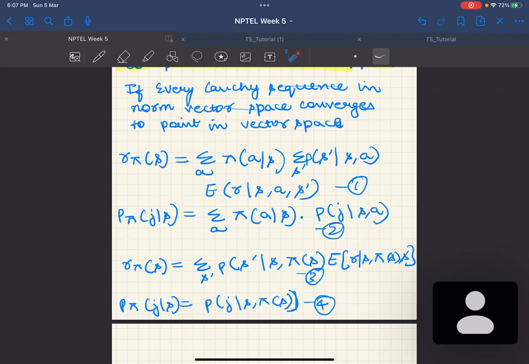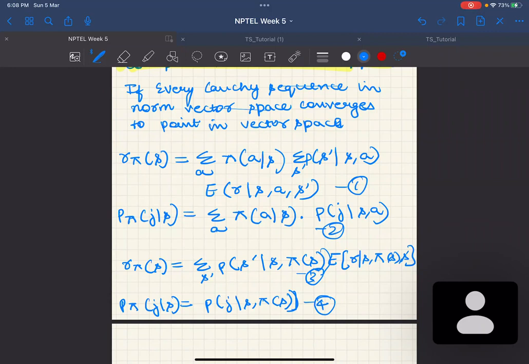I think we have talked about equation 2 already. So for the third equation, what we are doing is: we are in state s, and the probability of being in the next state s dash, when we are in state s and taking policy pi, and then we are calculating the expected value of the reward.